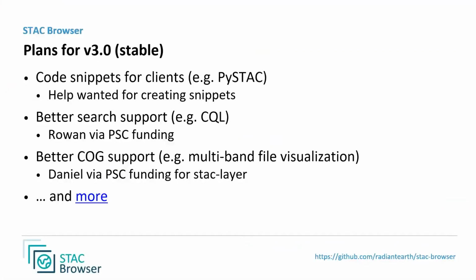And then, of course, this is the current version, the alpha version that I've just shown, and the plans for version 3, or the stable one, include some other additional functionality. For example, we would like to add code snippets for clients so that, for example, if you access an item, you can export or copy a code snippet for PySTAC or .NET STAC or the R STAC client so that you can simply start in your environment.